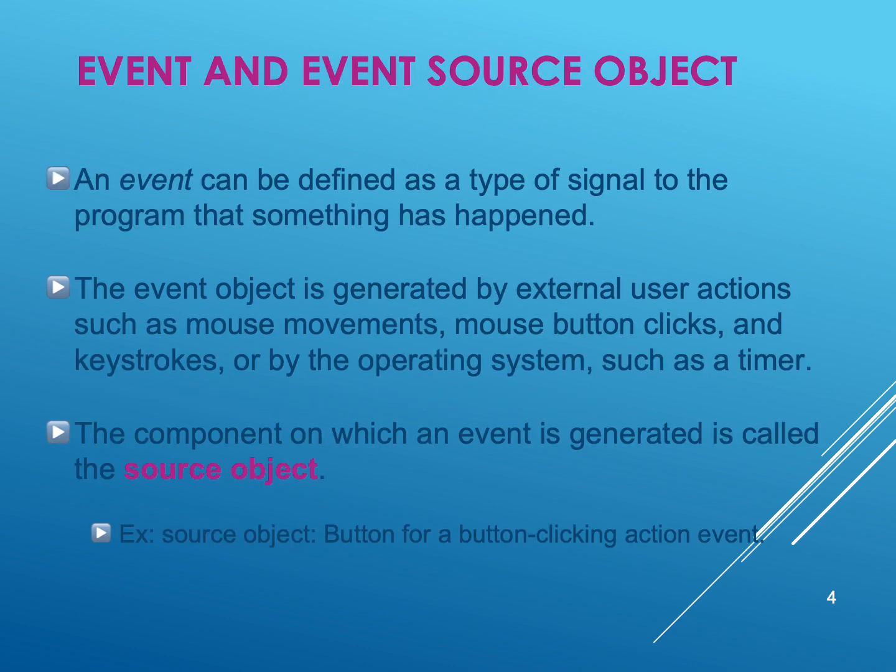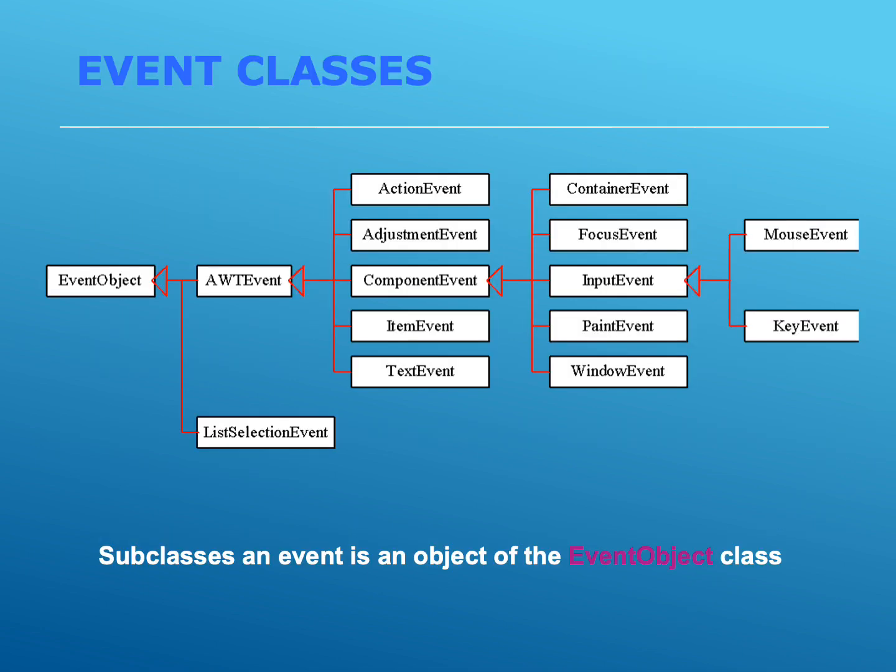Event and event source object. An event can be defined as a type of signal to the program that something has happened. The event object is generated by external user actions such as mouse movements, mouse button clicks, and keystrokes, or by the operating system such as a timer. The component on which an event is generated is called the source object. For example, the source object is a button for a button clicking action event.